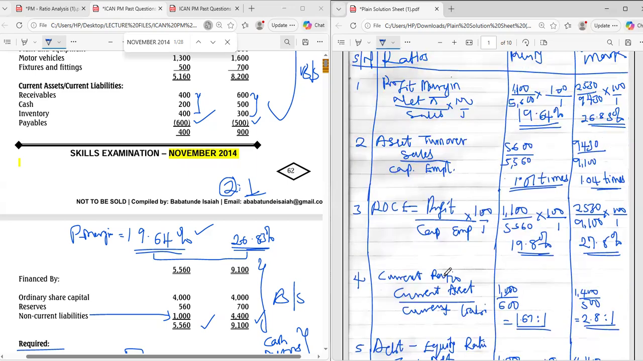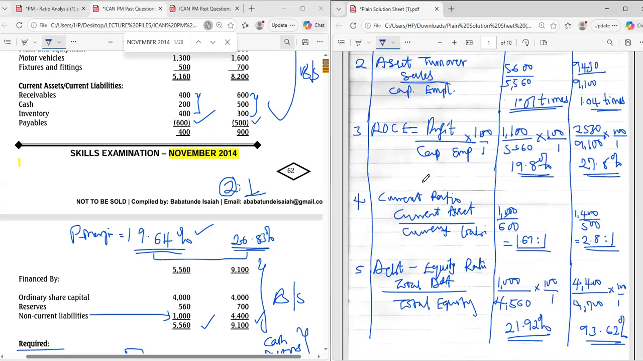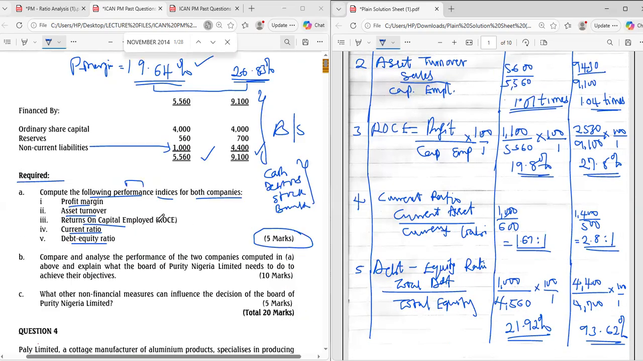All right, so that is all. 5 marks, all these things. Does it worth it? No, sir. It's too long. Okay. Compare and analyze. Okay, please go ahead before we continue. Ask your question.